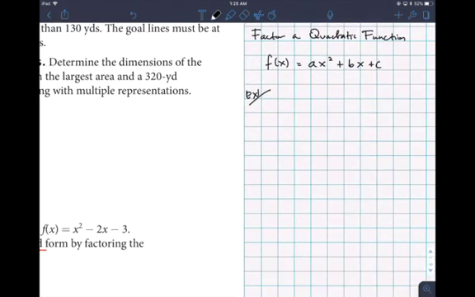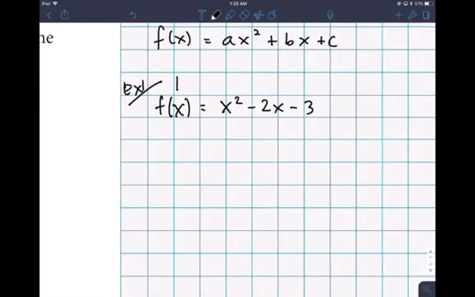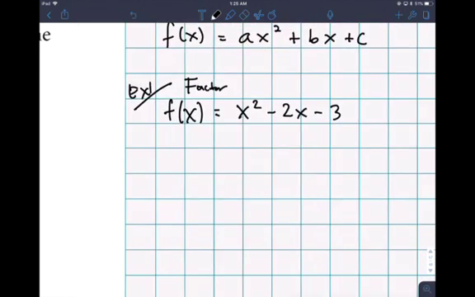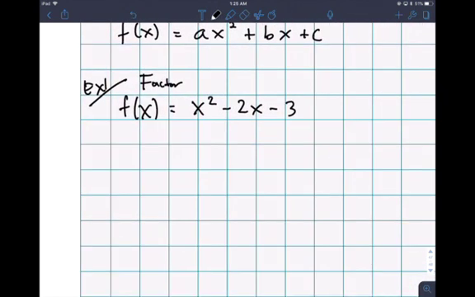f of x is equal to x squared minus 2x minus 3. So we're going to factor f of x equals x squared minus 2x minus 3. Notice that this is very simple, 3 steps. We're going to use the Xbox method.